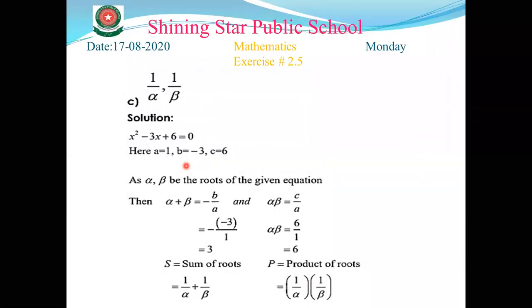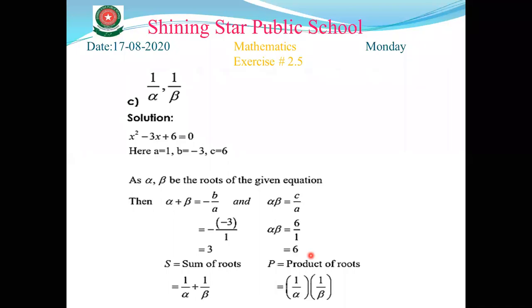Now 1 over alpha, 1 over beta. So very simple. Again, we find the sum of the roots and the product of the roots. So alpha, beta be the roots of the given equation. So alpha plus beta is minus b over a, and alpha beta is c over a. So alpha plus beta is minus multiply minus 3, which is plus 3, and alpha beta is 6.